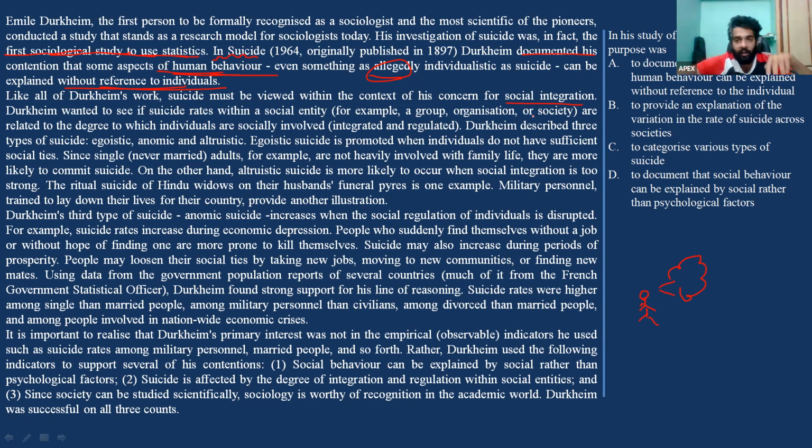And Durkheim basically gave 3 types of suicide: egoist, anomic, and altruist. Now, what are these words? Are these big words? Well, they're not really big words, but these words change with the context. So we have to look at what context Durkheim really wanted to specify these words in. All right, so egoist suicide is when promoted by individuals who do not have sufficient social ties.